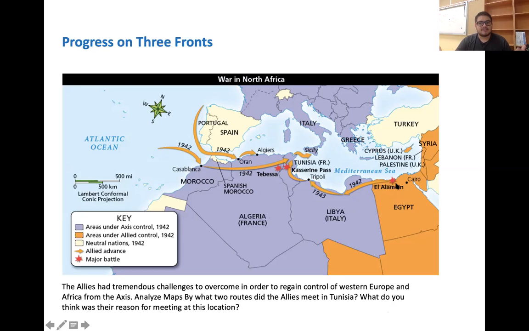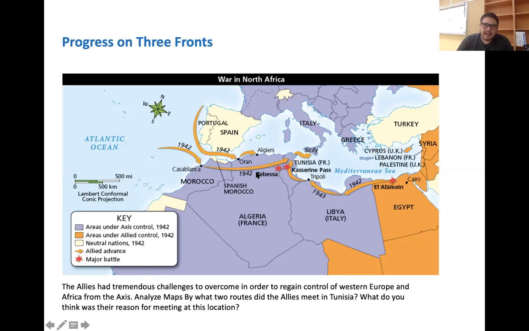So they're going to have this massive in-force. And eventually Rommel, the Desert Fox, is going to get stuck in Tunisia, and he's going to have to flee to Italy, Sicily in general. So one by one, all of these countries are going to fall back under Allied power. They're going to be free of the Axis.